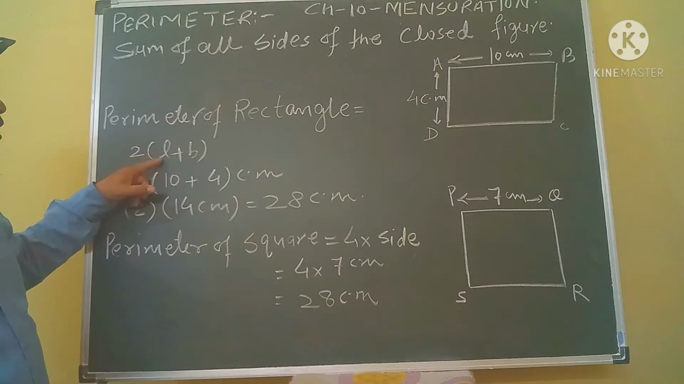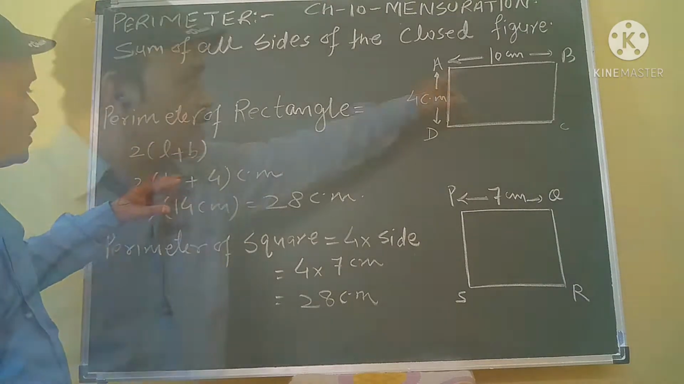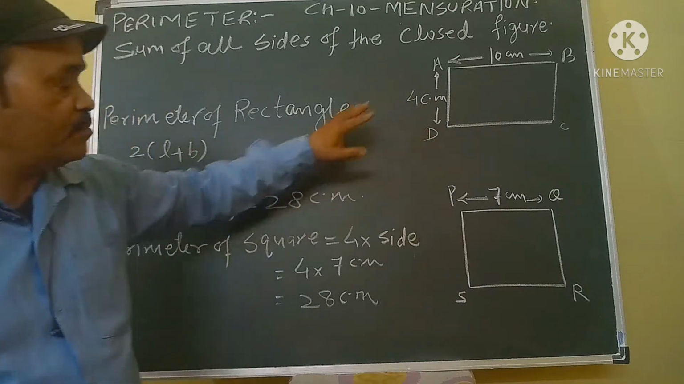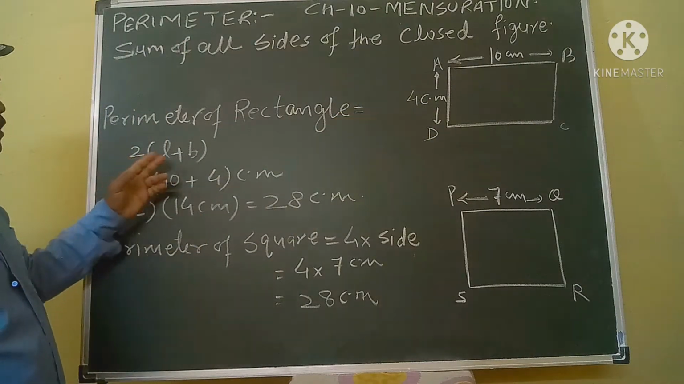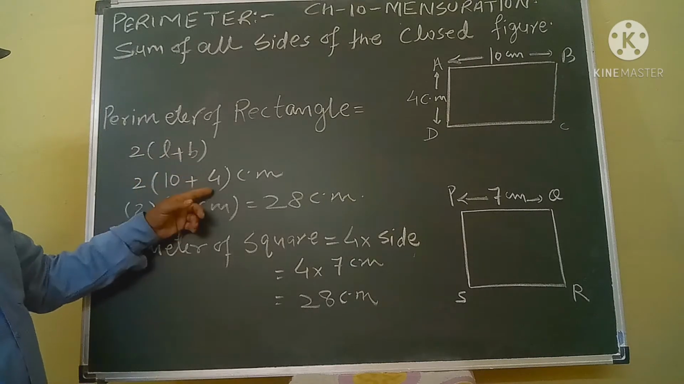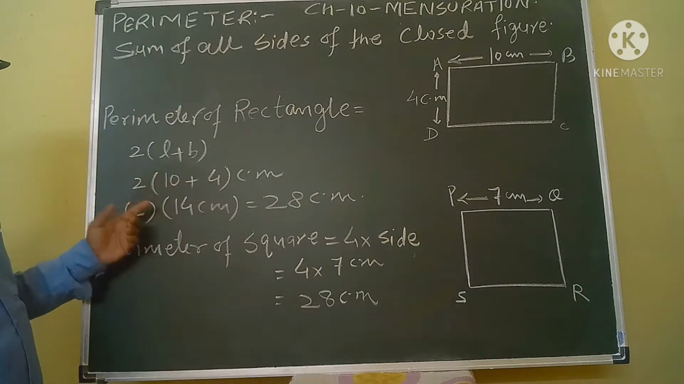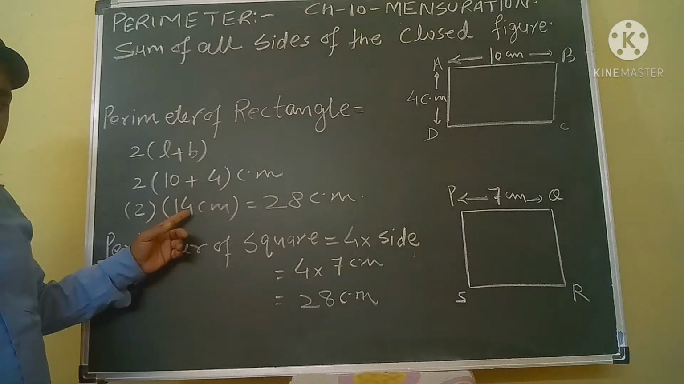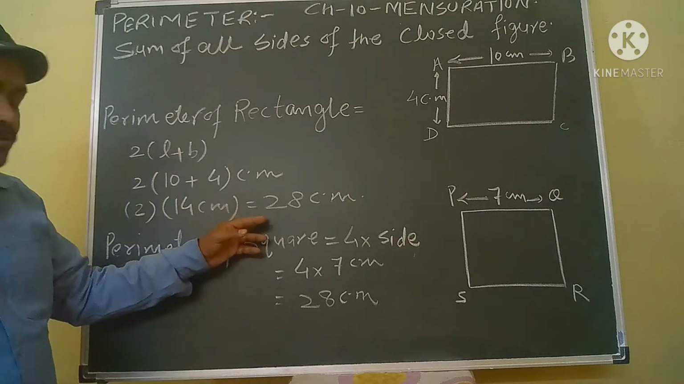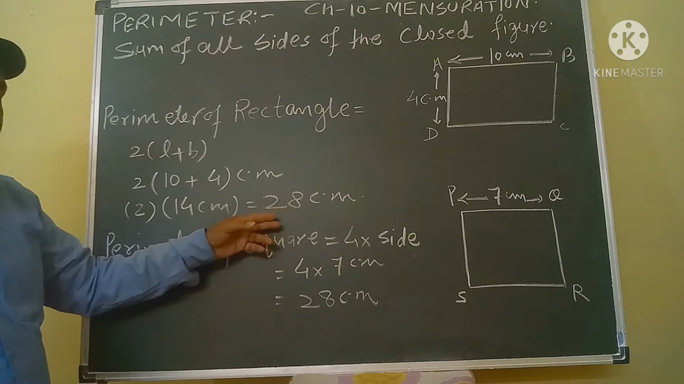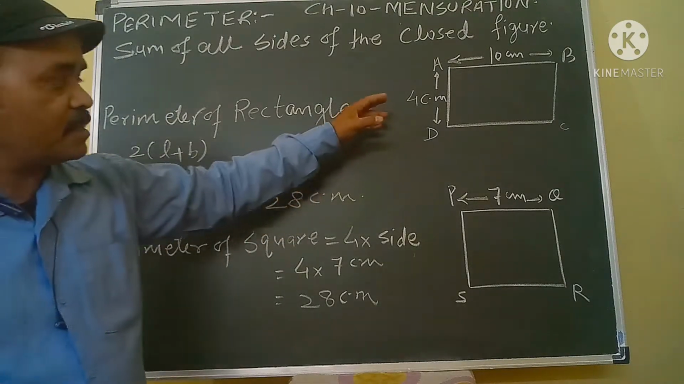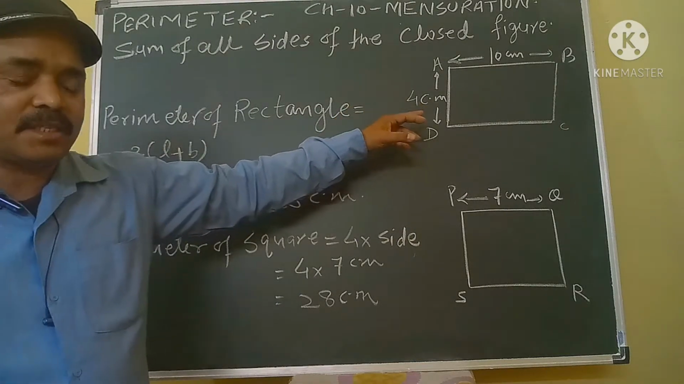L stands for length and B stands for breadth. Length is 10 centimeter and breadth is 4 centimeter. So 2 into (L plus B): 10 plus 4 gives 14 centimeter, into 2, it gives 28 centimeter. 28 centimeter is the perimeter of the given rectangle ABCD.